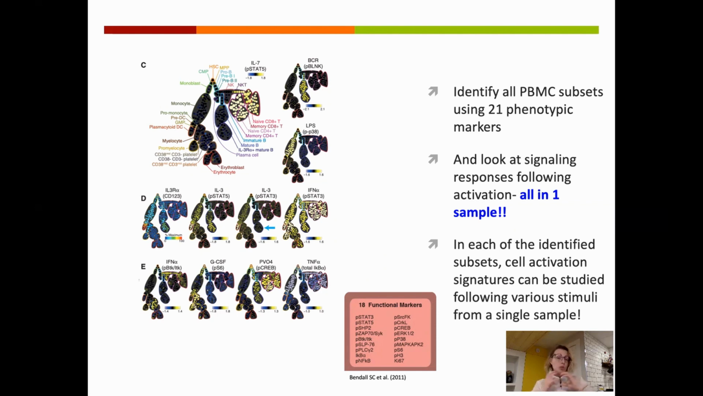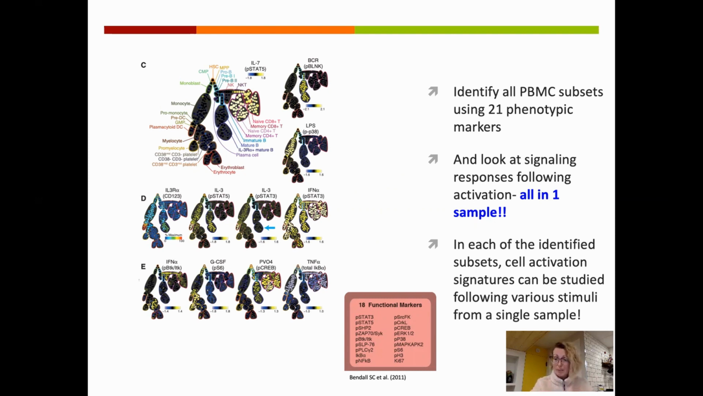This is extremely powerful because you no longer have to break up your sample and look at, in sample 1, I'm going to look at my STATs. In sample 2, I'm going to look at my MAP kinases. And in sample 3, I'm going to look at my phospho-ERKs. You can now do that all in a single sample and look at how those changes in activation work together, essentially. So you can study these activation signatures in bulk after various stimuli in a single sample.